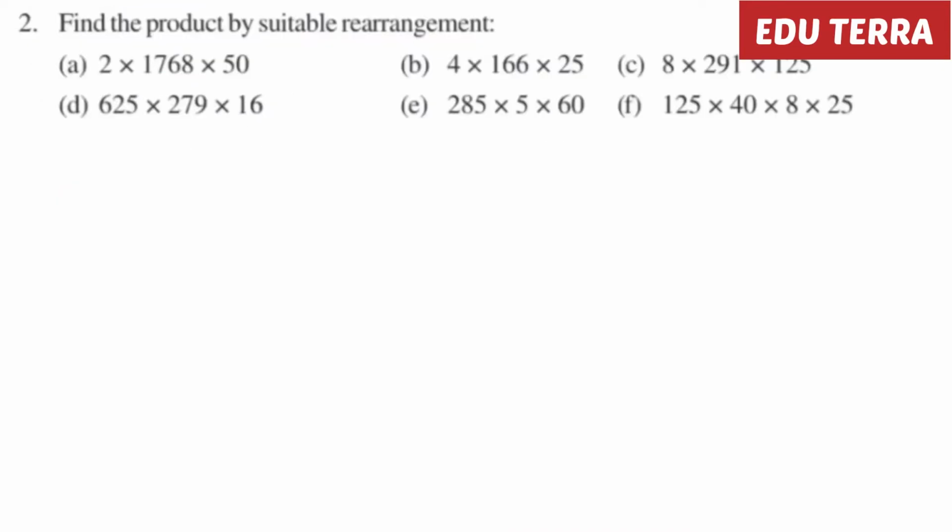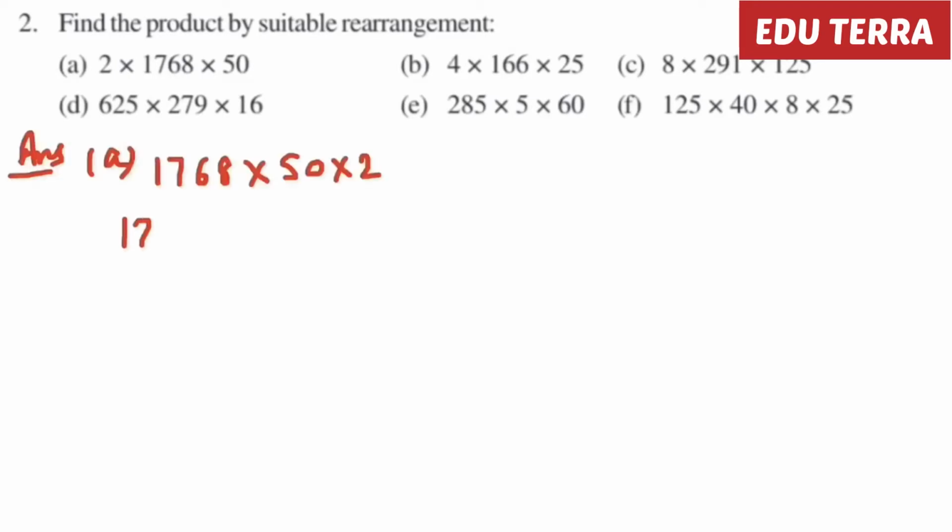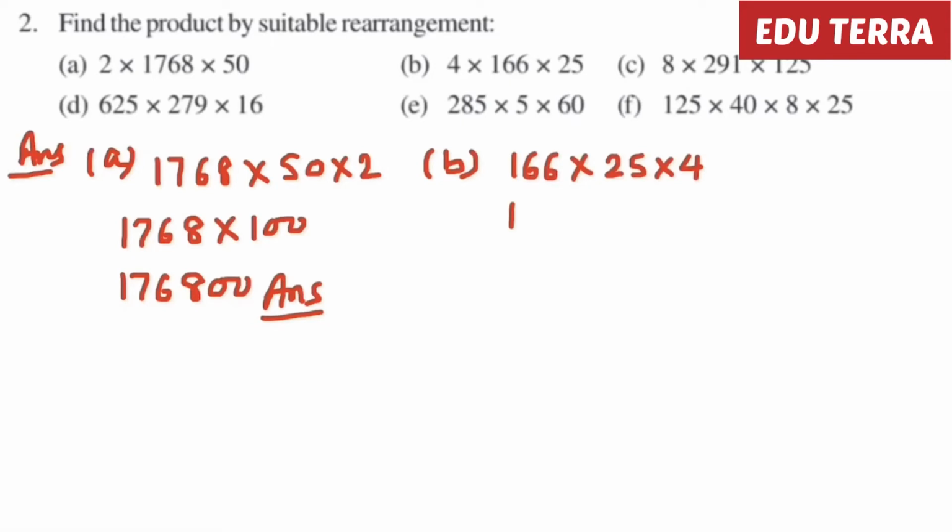Find the product by suitable rearrangement. Again we have to do suitable rearrangement here. So suitable rearrangement in the multiplication or product, we have to multiply those numbers which will give like 10, 100, like that. So it is 1768 into 50 to the 100, so it is 176800. So again 166 into 100.